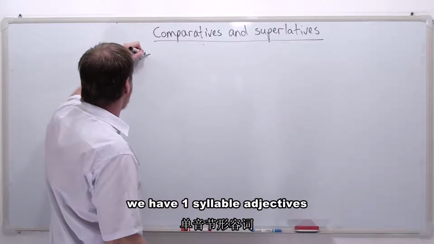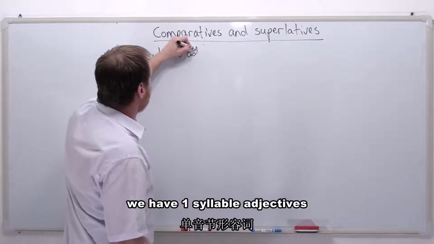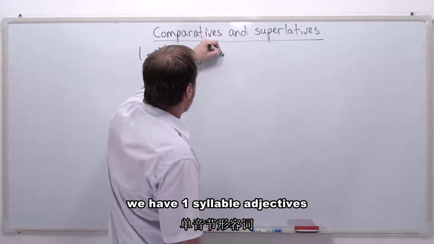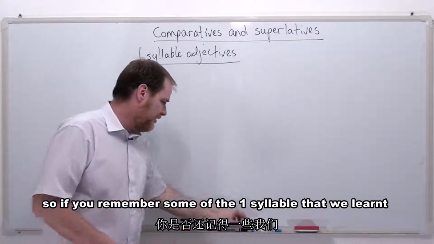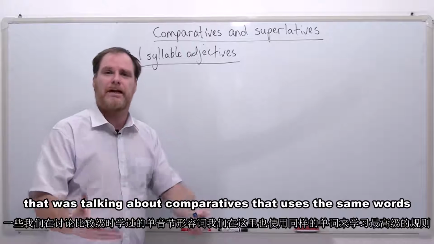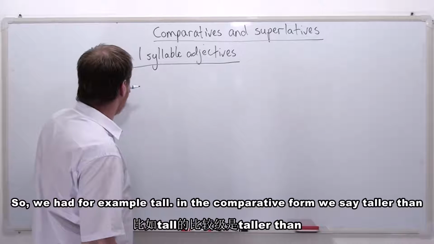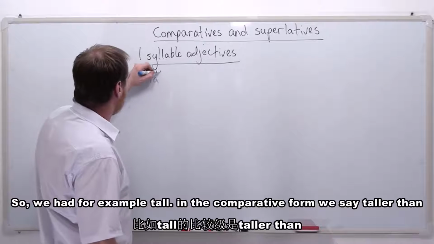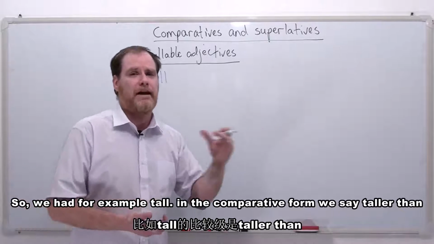So for example, let's go again with our one syllable adjectives. Okay, so if you remember some of the one syllable adjectives that we learned when we were talking about comparatives, let's use the same words. I don't want to give you too many vocabulary words. So we had, for example, tall, right? In the comparative form, we say taller than, right?